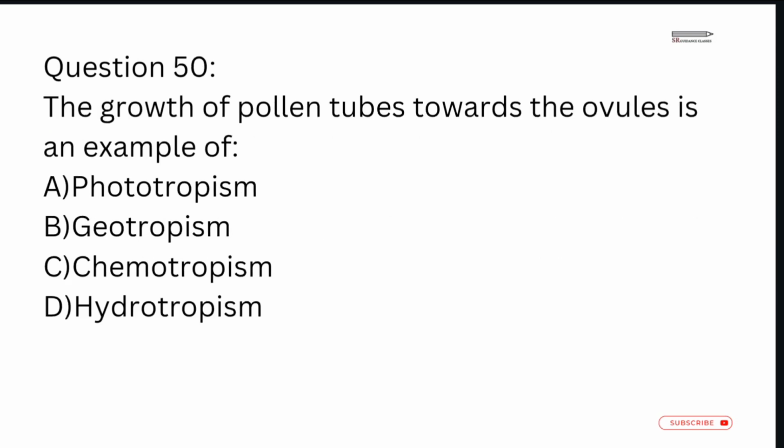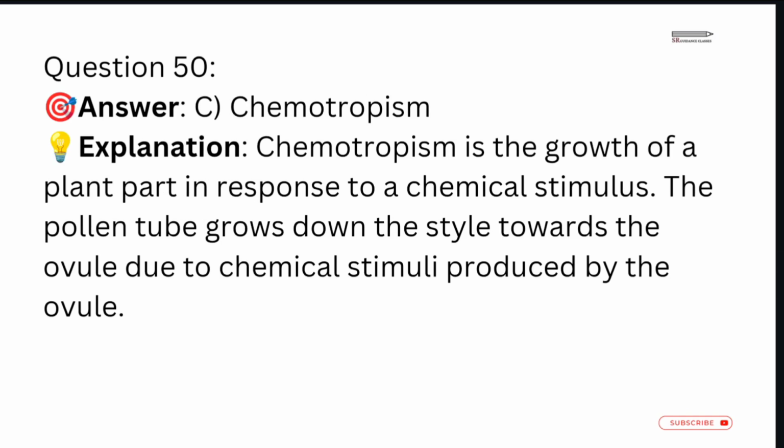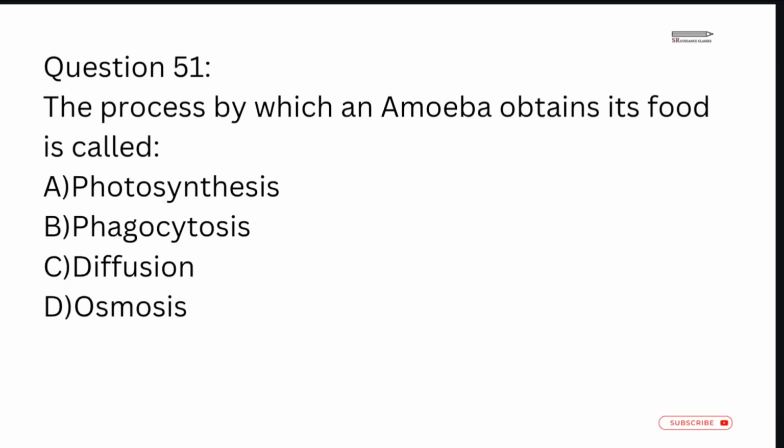The growth of pollen tubes towards the ovules is an example of. The answer is option C, chemotropism. The process by which an amoeba obtains its food is called.